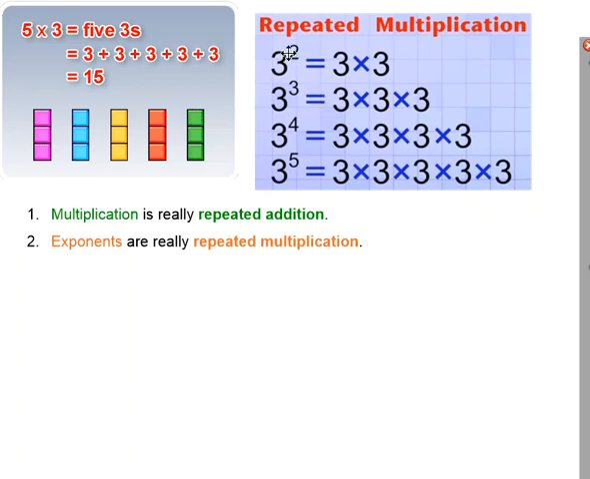Because if you think about what's going on, you can see up here, if I have 3 to the second power, I am really multiplying repeatedly. And the exponent tells me how many times. The exponent here was 3, so I want that 3 times, and I want that 3 4 times, and 5 times. So we're moving into this idea now that exponents are really just repeated multiplication.